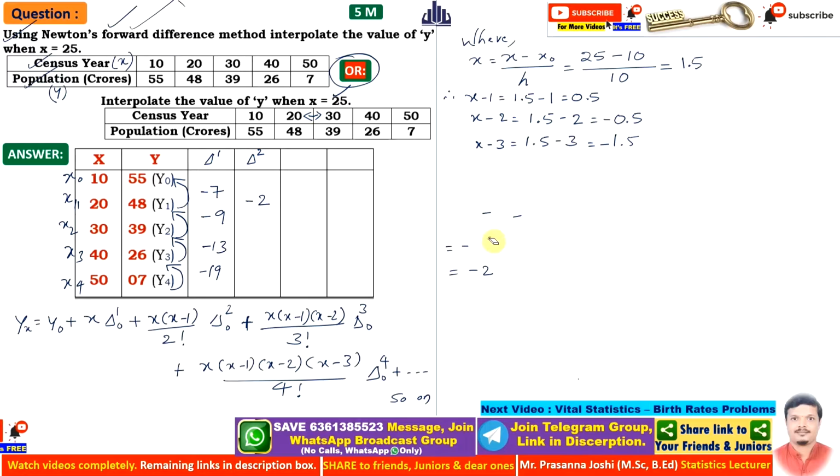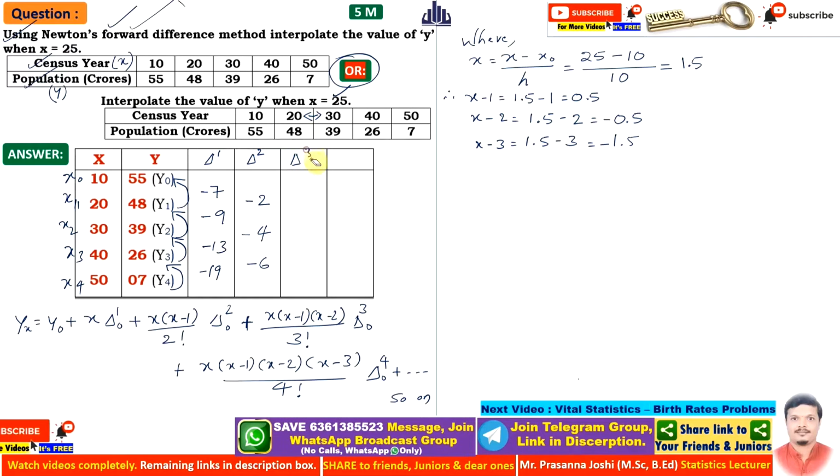In the similar way, further if we calculate the values, what will become? Minus 13 minus of minus 9. Minus of minus 9 is nothing but plus 9. So minus 13 plus 9. What is it? Minus 4. Then minus 19 minus of minus 13. Minus of minus 13 becomes plus. So minus 19 plus 13 becomes minus 6.